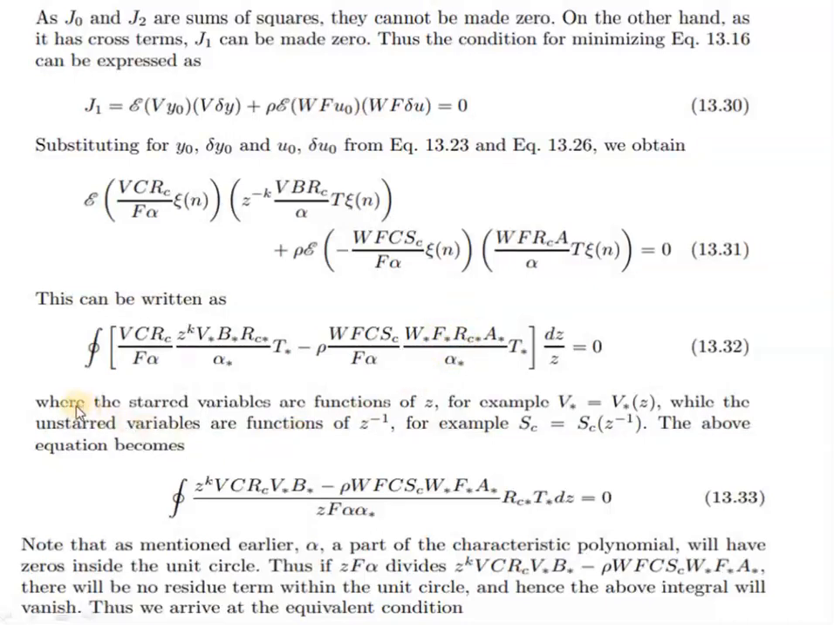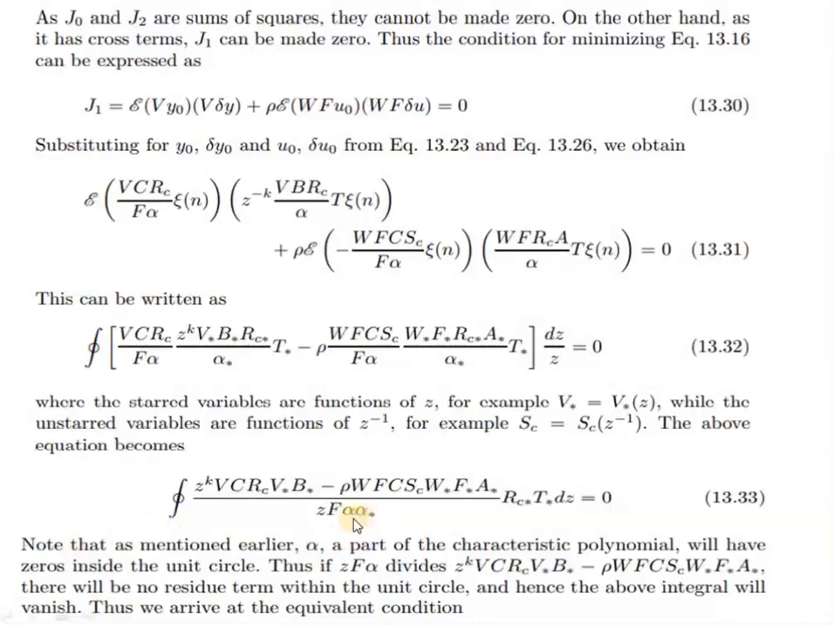Now here it is mentioned that the starred variables are functions of z. As I said earlier, these are functions of z, that is v star is nothing but v star of z, while the unstarred variables are functions of z inverse. For example, sc is equal to sc of z raised to minus 1, meaning star polynomials are functions of z raised to 1, whereas the unstarred polynomials are functions of z raised to minus 1. From this we have generalized this equation as it is here.